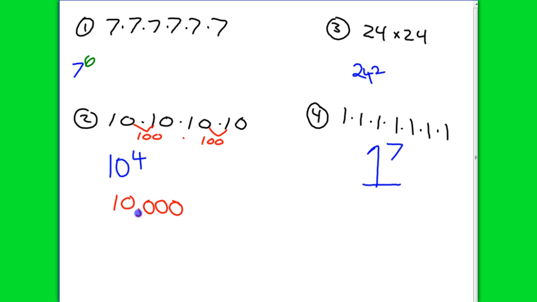So when you're dealing with a power of 10, you just look at that exponent and you now know how many zeros are in your power of 10 that's written in standard form. It's 10,000. So it makes sense.